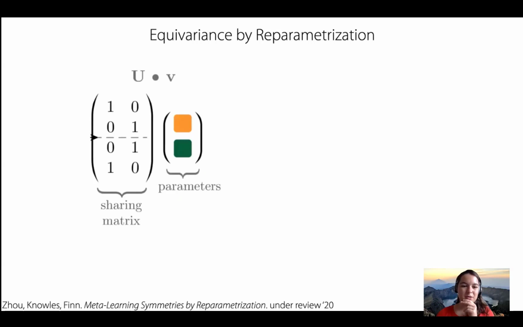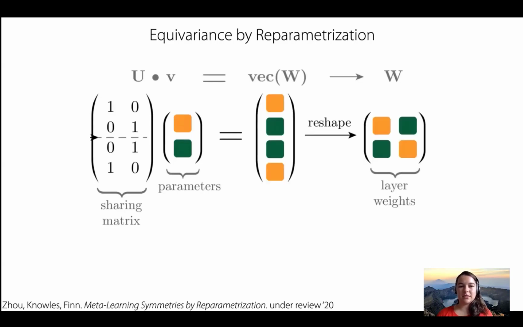And in particular, the way that we can do this is we'll have our parameters shown in yellow and green. This is just a really simple example with 2 parameters. Then we're going to represent this sharing matrix as U. This sharing matrix is basically saying, for each weight in our fully connected network, which parameter is it going to use? When we multiply this matrix times this vector, we'll get a vector of weights, and then we'll reshape that into a fully connected network.